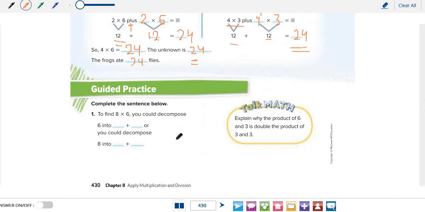Now let's solve question number 1. To find 8 times 6, you could decompose 6 or 8. We can decompose 6 into 2 equal addends, 3 plus 3, or we can decompose 8 into 4 plus 4, 2 equal addends.